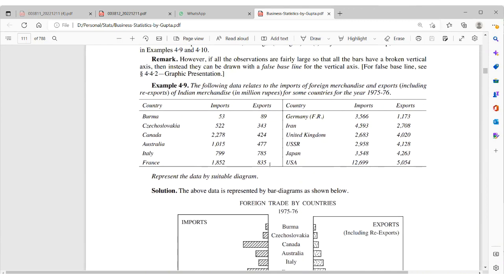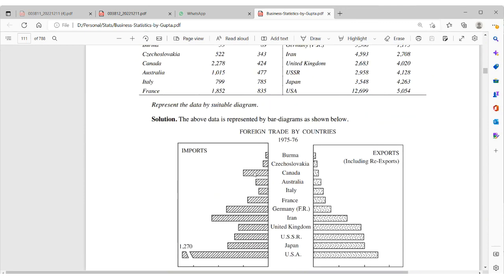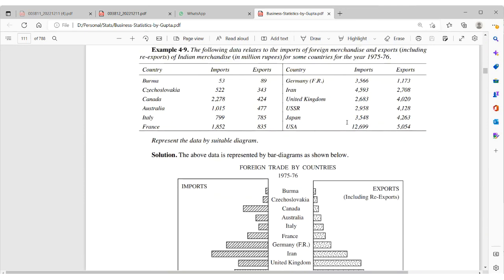Broken bars, what happens? See, in this data, all these are given. But you have seen, we can draw the graph of this, but for the USA, the figure is much higher than the others. If we compare with the others, for Burma 53, Czechoslovakia 522, and so on, right?